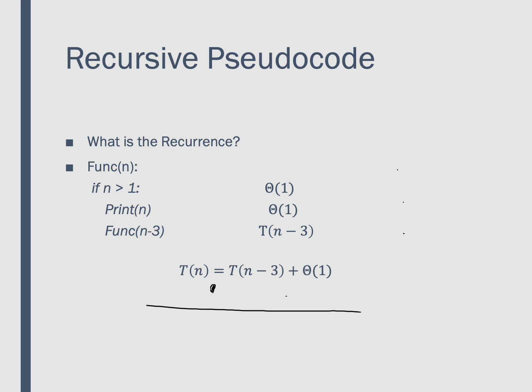Now, how can we solve the recurrence? To find the overall time complexity, we can repeatedly expand the recurrence. Start with T(n) = T(n-3) + 1, which is the one we have, and then substitute T(n-3) with T(n-6) + 1. So it will be T(n-6) + 1 + 1. We'll continue expanding until we have n minus 3k less than or equal to 1, where the recursion will stop.